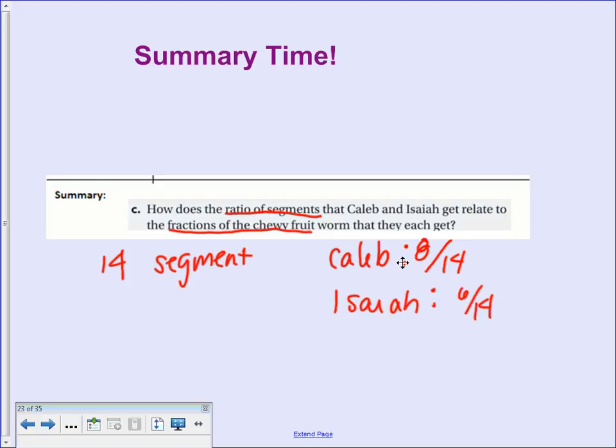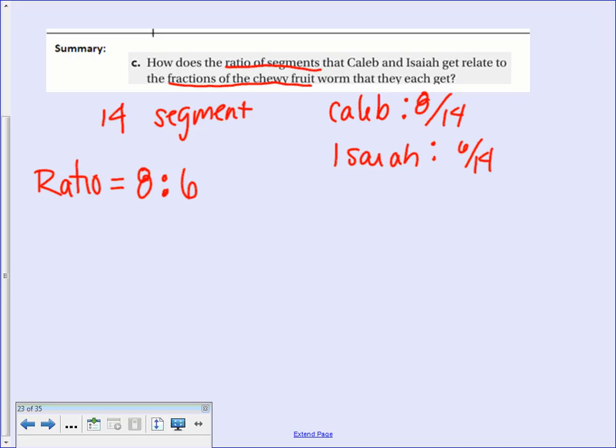And if I wrote their ratio, the ratio would be 8 to 6. Make an observation about this. What do you notice? Write that observation down. Pause the video and write that observation down.